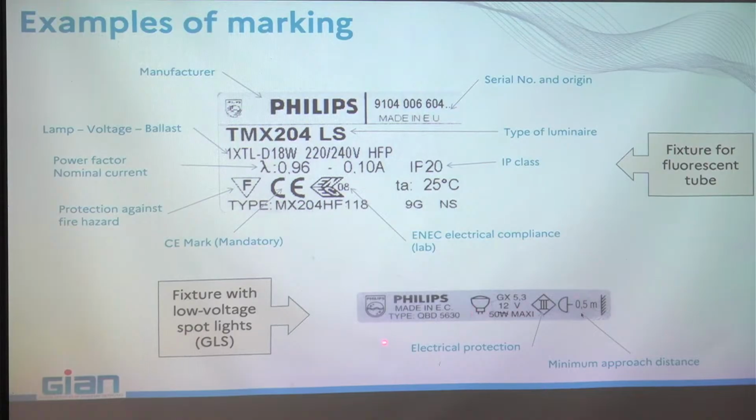This is another example. This is a low voltage DC ballast for spotlights, incandescent lamps, Philips, made in Europe, the type, what kind of lamps, showing you the socket, 12 volts, 50 watt max, class 3 for the electrical protection. I will discuss that also in the next slides. And for this one, the lamp can be very hot, it's an incandescent lamp. It's better not to go closer than 50 centimeters because you may have some burning effect.